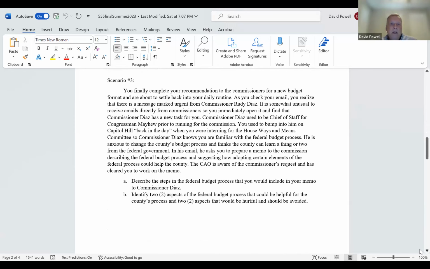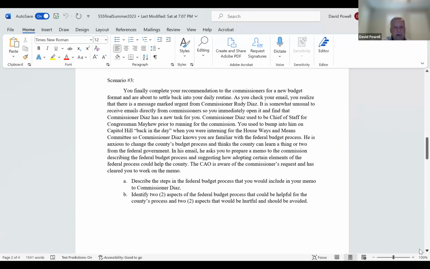So first question here, describe the steps in the federal budget process that you would include in your memo to Commissioner Diaz. So it's just a general overview of how the federal budget process works. And then the follow-up question, identify 2 aspects of the federal budget process that could be helpful for the county's process and 2 aspects that would be hurtful and should be avoided. So 2 good aspects and 2 negative aspects of the federal budget process. So clearly that's our federal budget process question.